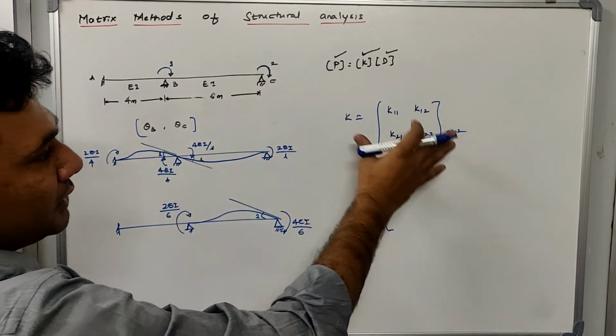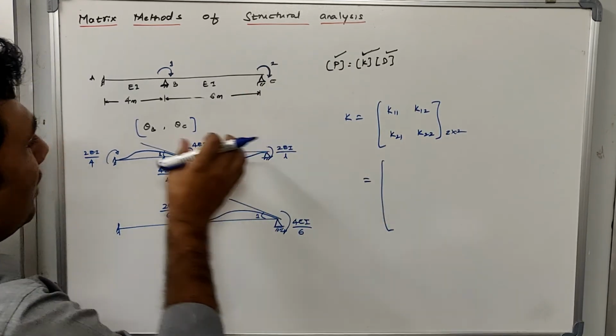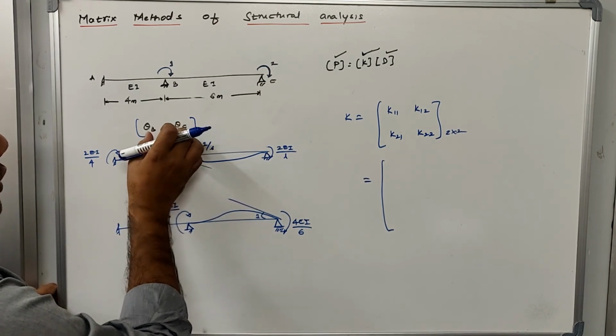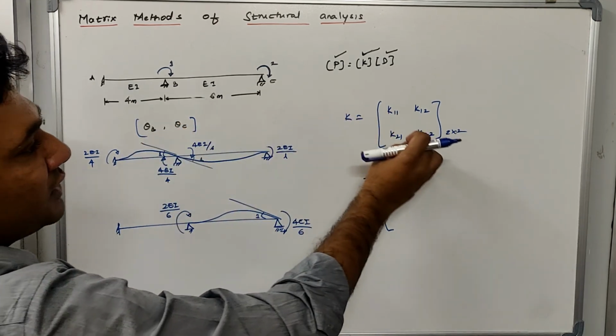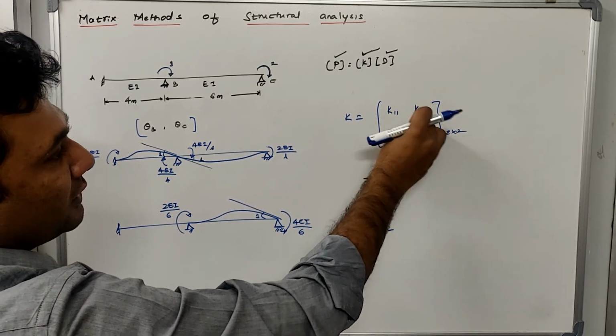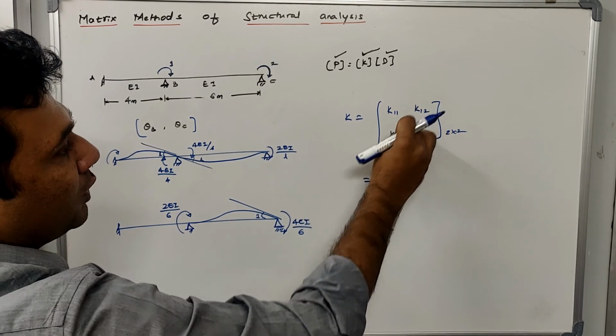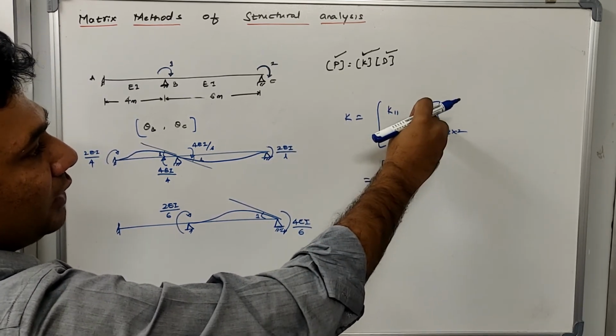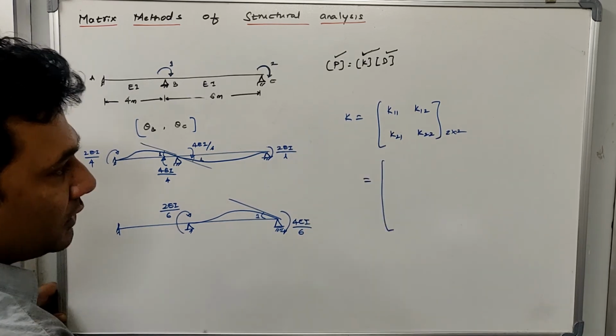While developing the stiffness matrix, as you know, we have two unknowns, which are theta B and theta C. Two unknowns means your stiffness matrix will be a 2 by 2 matrix. So the values of the stiffness matrix will be K11, K12, K21, K22. Now let us understand what these K11, K12, K21 and K22 values are.